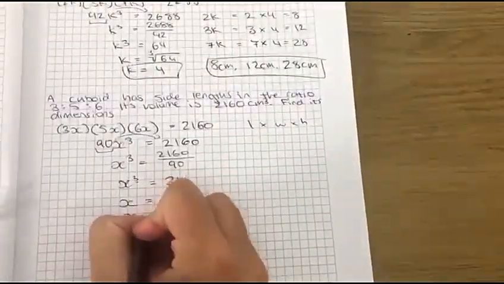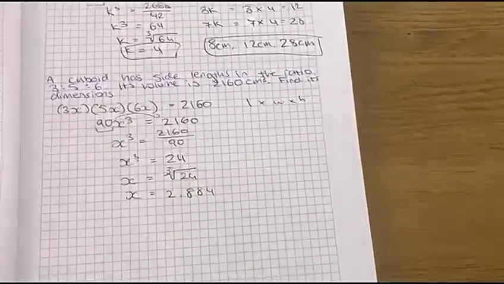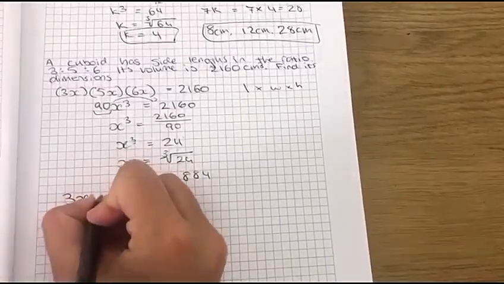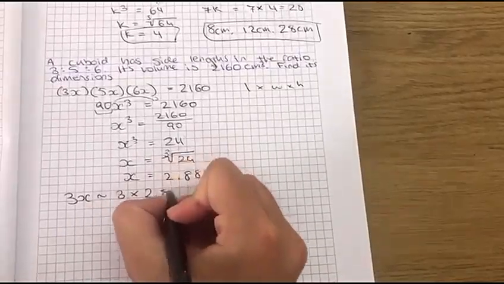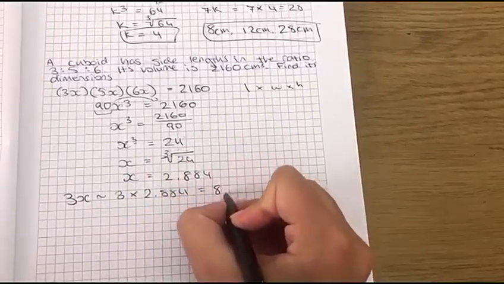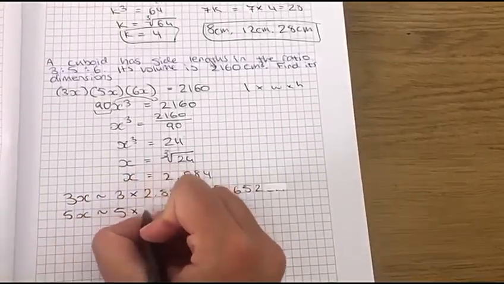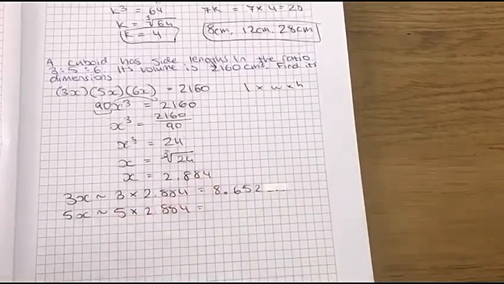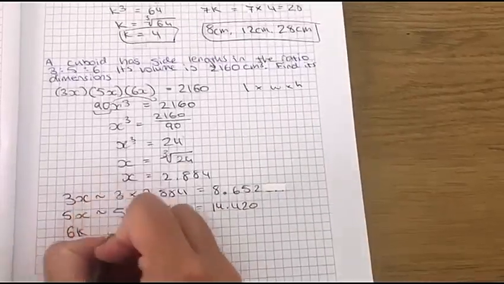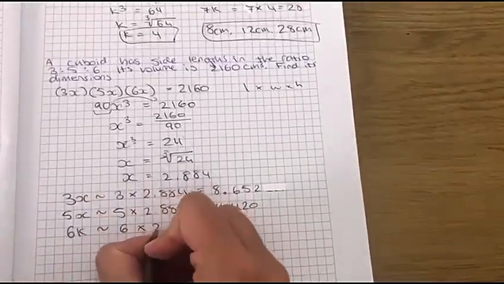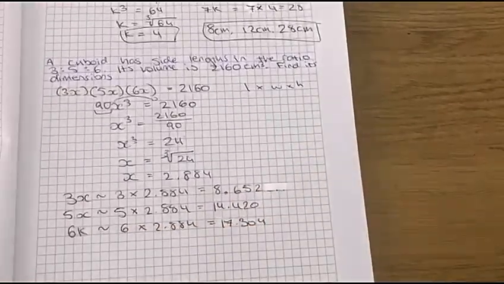Our answer would be x is equal to 2.884. So with that being said, 3x would approximately be 3 multiplied by 2.884, which would equal 8.652. Then 5x will approximately equal 5 multiplied by 2.884, which would equal 14.420. Then 6x is approximately equal to 6 multiplied by 2.884, which gives us 17.304.